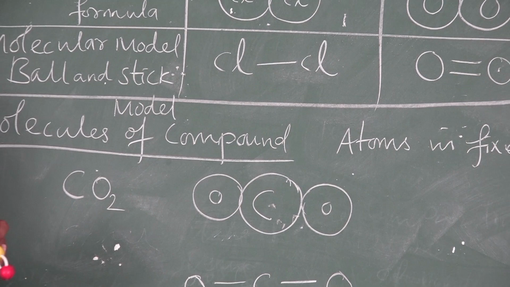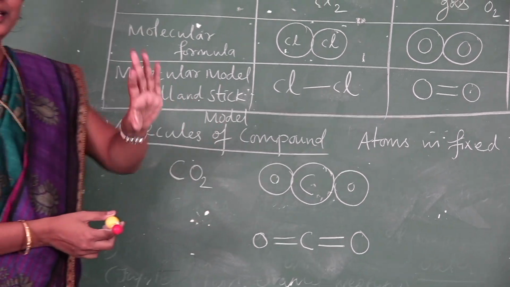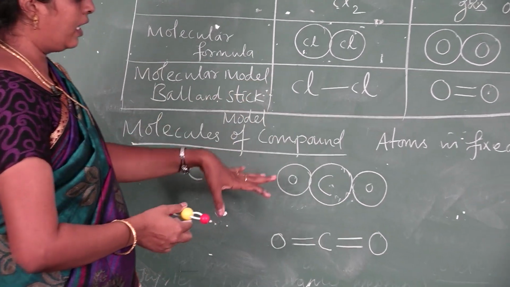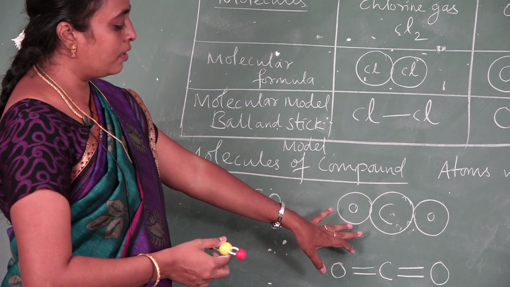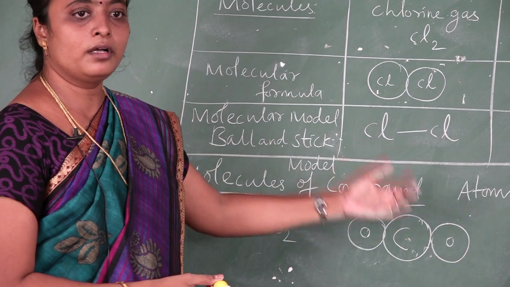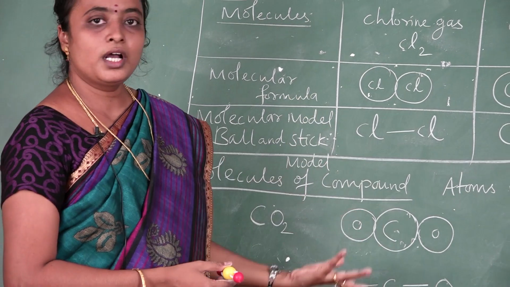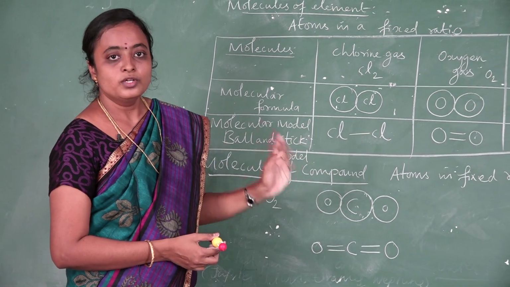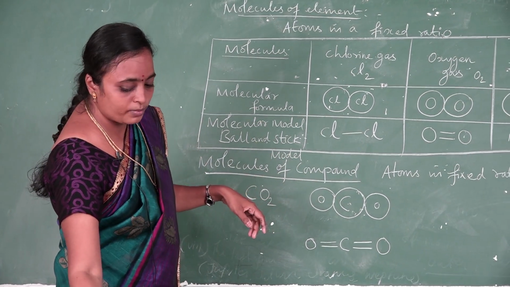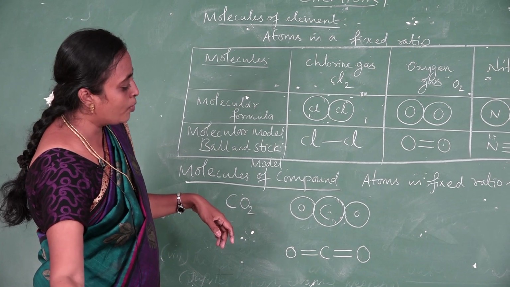So these are 2 different atoms but in a fixed ratio. So we cannot take only carbon dioxide, no, I can change the carbon. I can take 2 carbon, 1 oxygen. Is it possible? Not possible. So likewise, one more example we can take is the ammonia molecule.